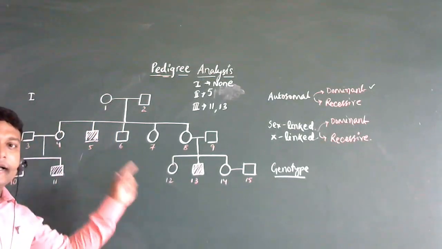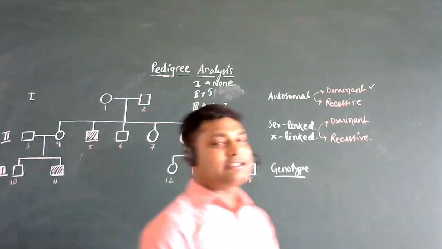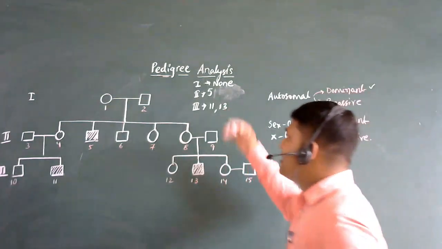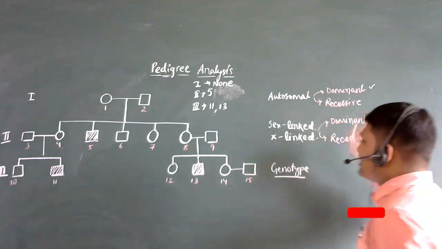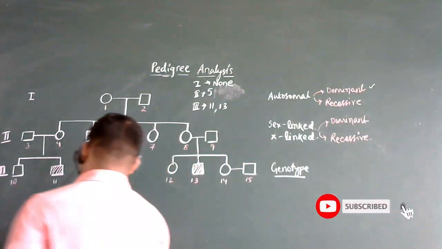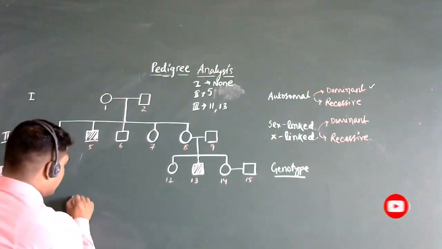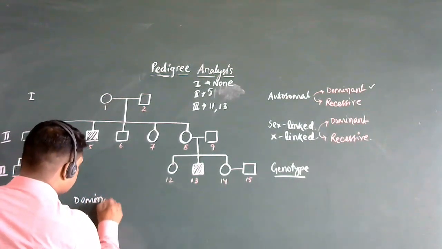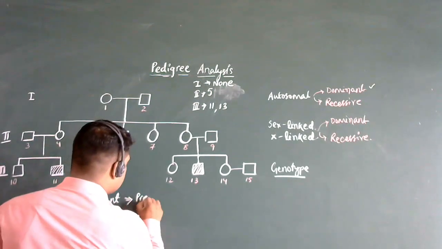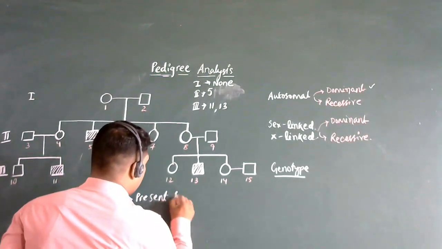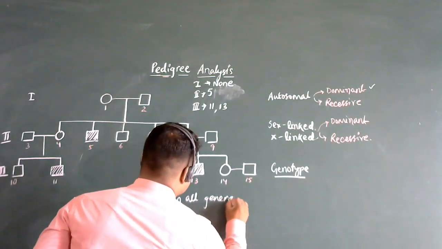So when you see the pedigree and you find that the trait is skipping a generation, you will go for the recessive trait. Let me write that down here. How do you find out dominant and recessive? A dominant trait means it is present in all the generations.